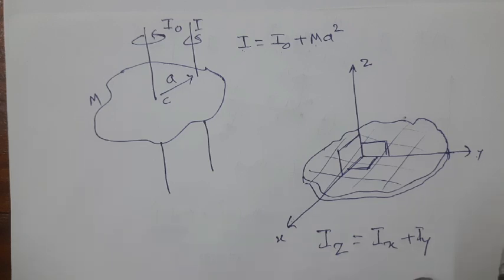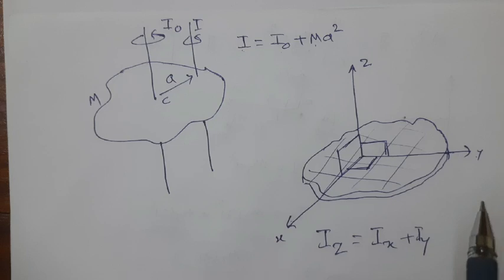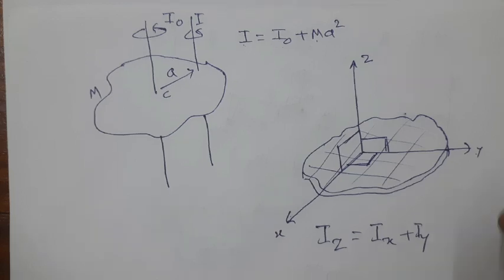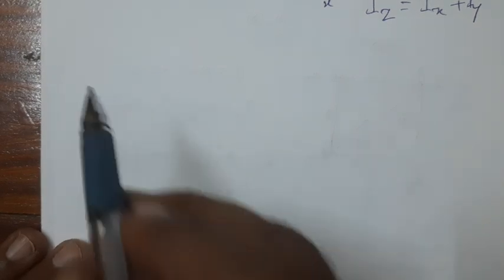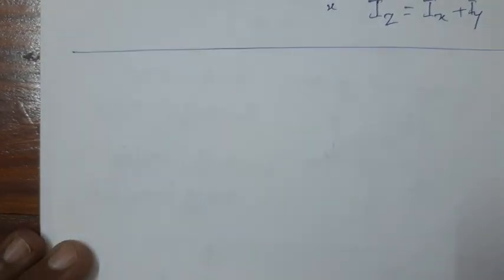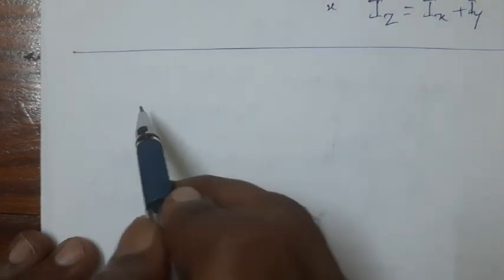Now this theorem is known as the perpendicular axis theorem. Here we will have to take some care. The perpendicular axis theorem is applicable only for the planar object. Correct? Only for the planar object. Then and only then can we use this type of formula. Now with the help of this, it is possible to determine the moment of inertia of a rod, of a ring, of a cylinder about different axes.